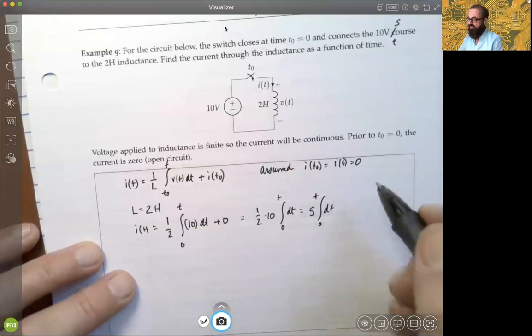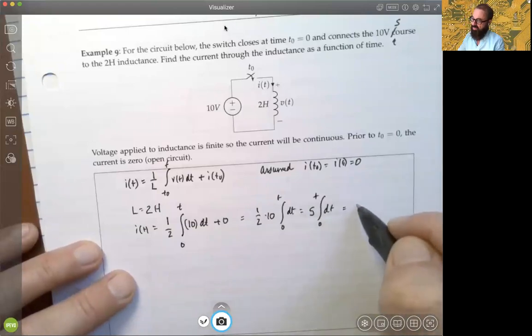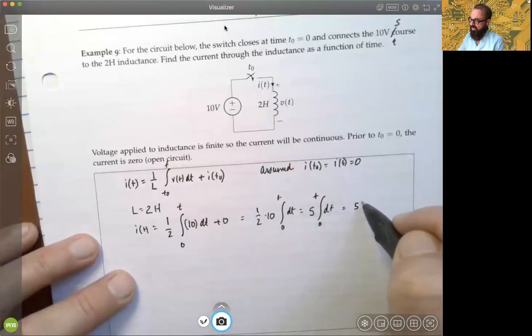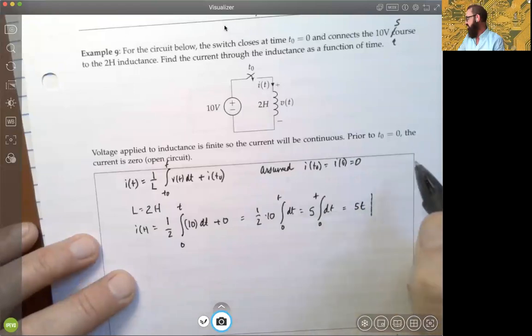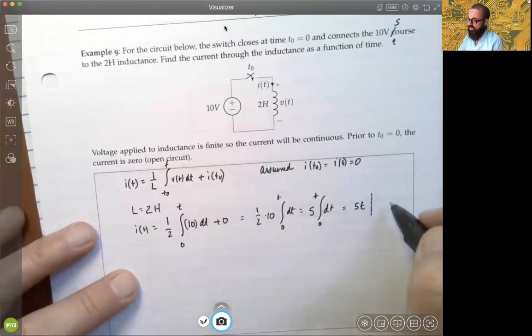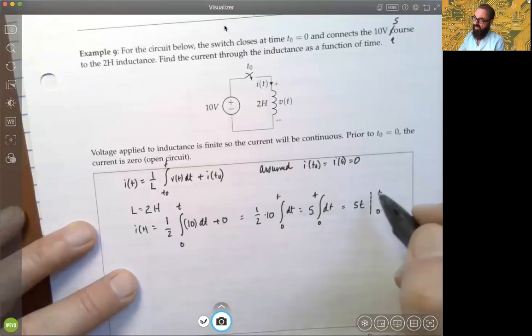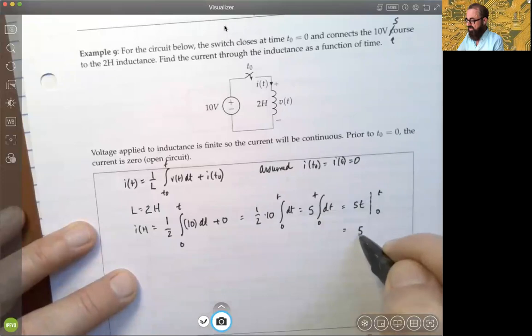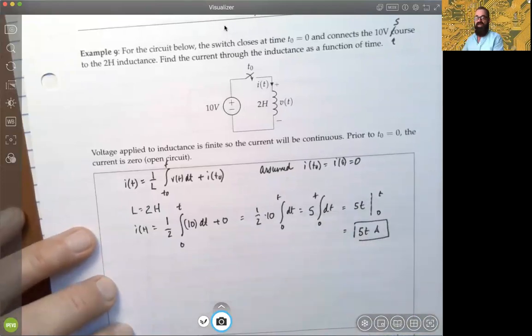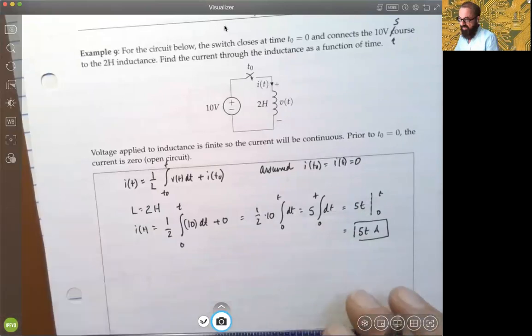And I think you can do that very quickly. That's just going to be 5t evaluated at t and 0. And when you plug in t, you're just going to get 5t. So it's linear. It's 5t amps. So what would happen then is just sort of illustrated in time.